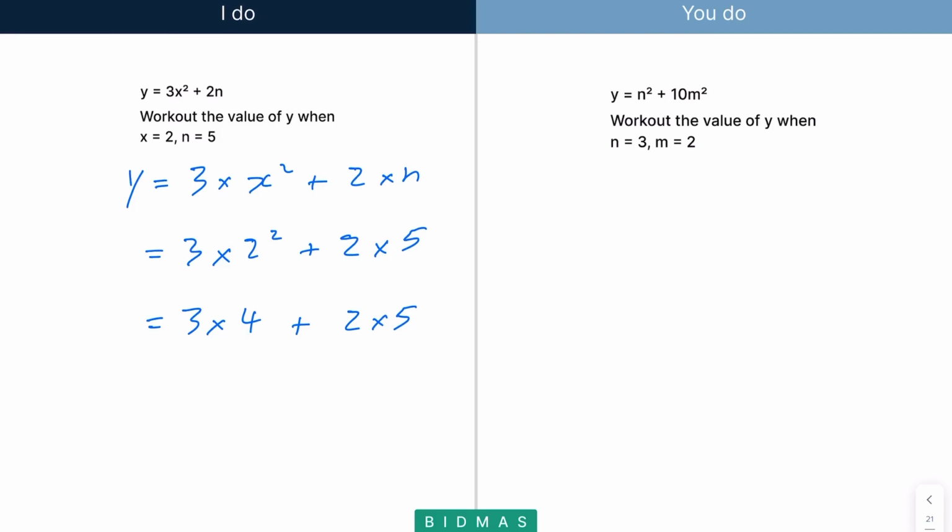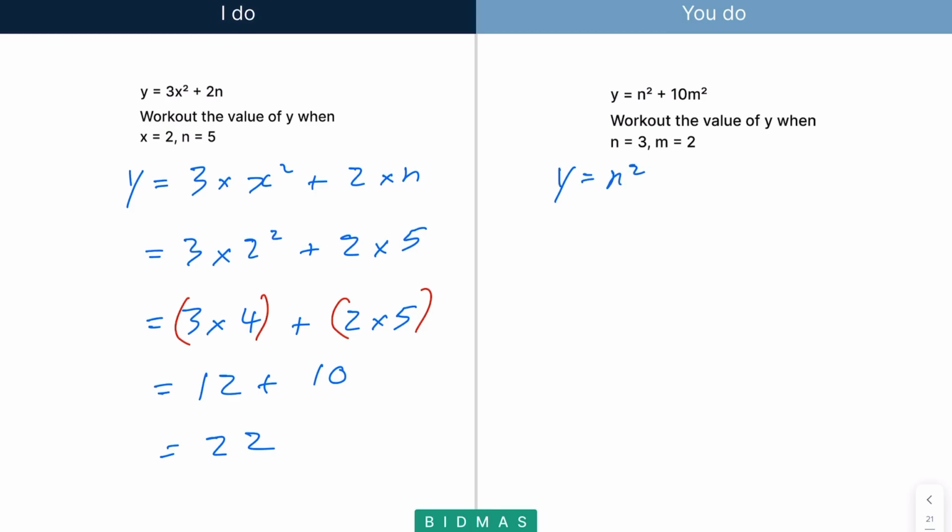You can do either multiplication, we'll just do them both together. So you can put brackets around this to make your life easier. So what we're saying is we're going to do the multiplication first. So that becomes 12 plus 10, and now you just add them together, and that's 22. So hopefully you have pressed pause and had a go at the example on the right.